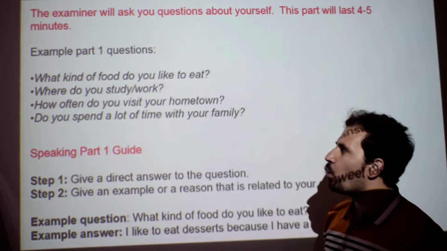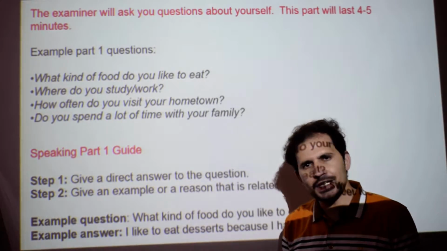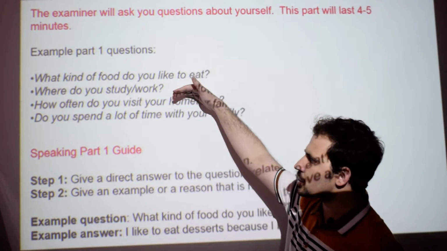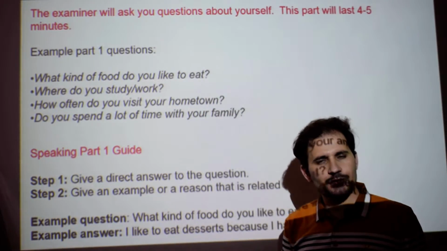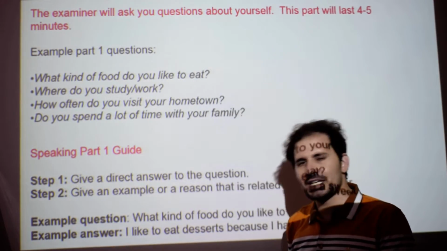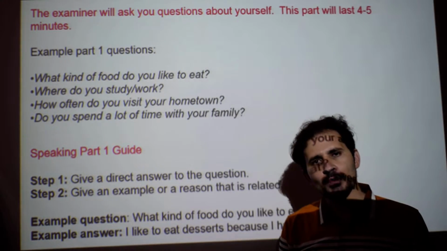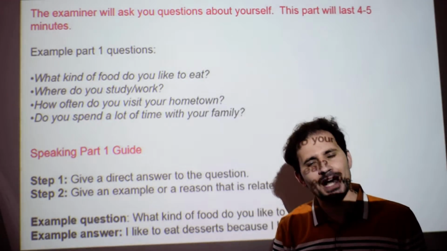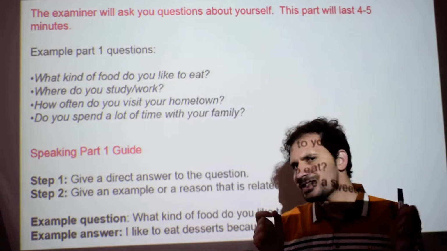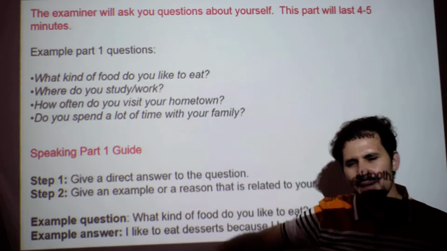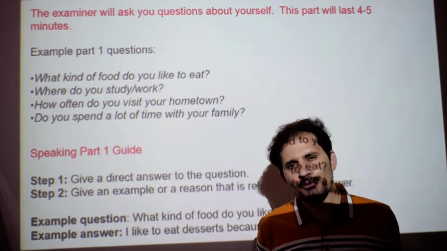For example, what kind of food do you like to eat? He asks about food, and it's very easy to answer. He can ask, where do you study? Like, do you study or do you work? If you study, he can ask about your study. If you work, he can ask about your work. The examiner can ask, how often do you visit your hometown? He can ask about your hometown. Do you spend a lot of time with your family? These are the types of questions I have written, very easy questions, because this is the introduction part of your IELTS speaking test, and such questions would be asked.